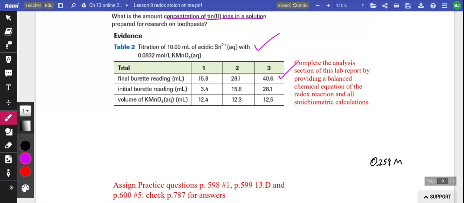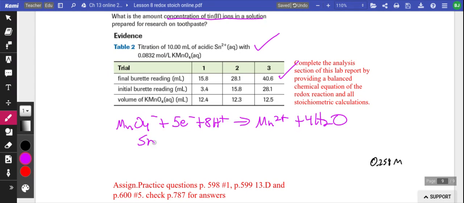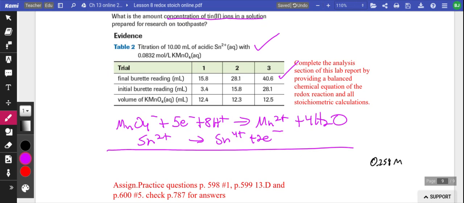Okay, I'm going to do this one quick. So we are using acidified permanganate. MnO4 minus, 5 electrons, 8H plus, goes to Mn2 plus and 4 water. Skip states just to speed along. Tin 2 plus goes to tin 4 plus and 2 electrons as our reducing agent. Common multiple is 10, so everything in here is doubled. 8 becomes 16, 2 of those, 8 of those.